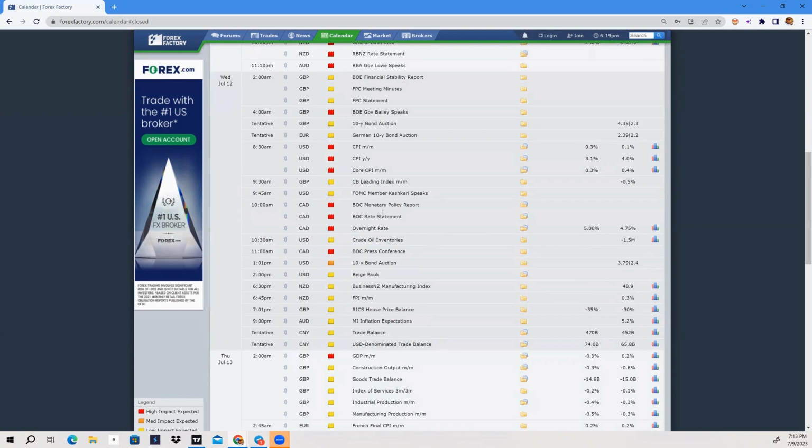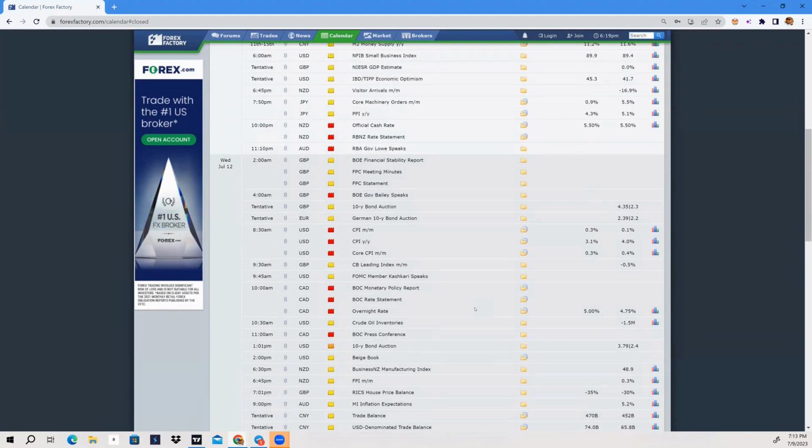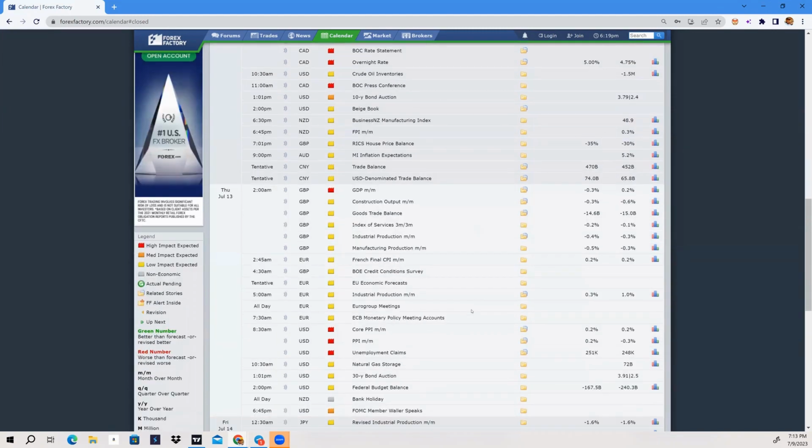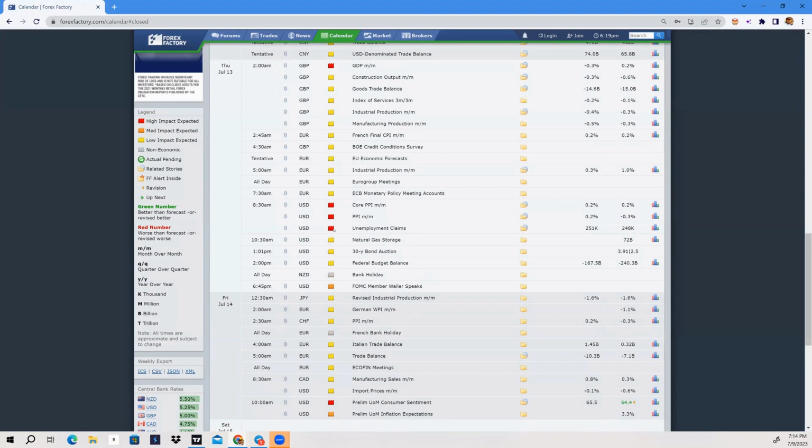Wednesday, we get into some USD news, okay? We have some CPI news. We also have some GBP news, and we have some CAD news at 10 a.m., okay? And 11. So Wednesday is going to be a pretty full day. We should have some nice price action happening on Wednesday. Thursday, again, we have some more GBP news, okay? And then we have some USD news, some core PPI news, and unemployment claims on Thursday, right?